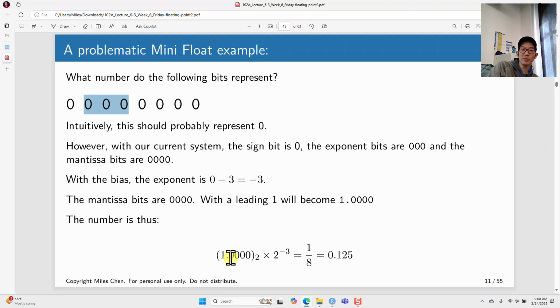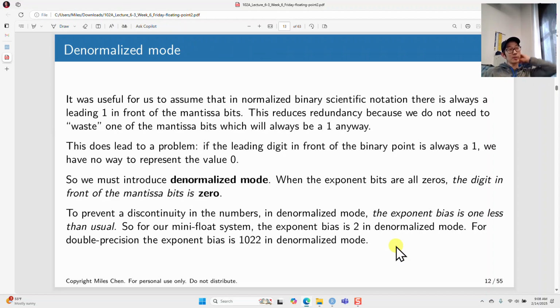I've got 1.0000, and that would be equal to 1/8. 1 times 2 to the -3 would give me 1/8, and we don't have a way to represent 0. So this is why we have the special case. When we say if the exponent bits are all zeros, that's a special case, and in the floating point system we call this denormalized mode, denormalized or subnormal mode.